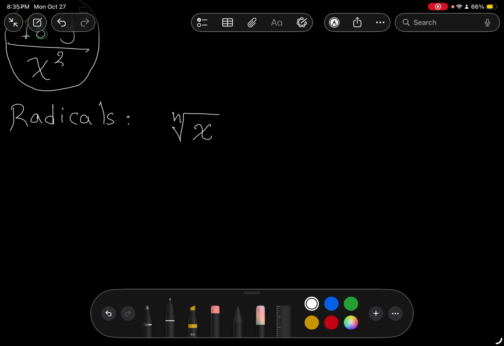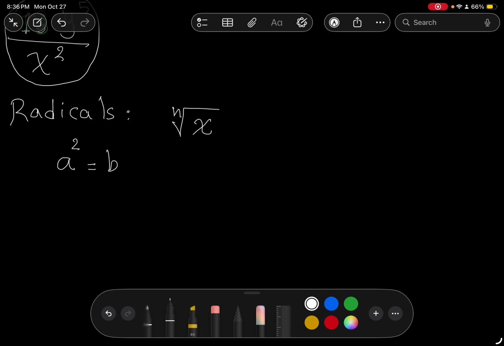Okay, so the radical of x to the n represents a value known as a root. For example, a to the second equals b. How can I find the solution or evaluate this equation? Just by taking the radical for each side. A equals the radical of b.